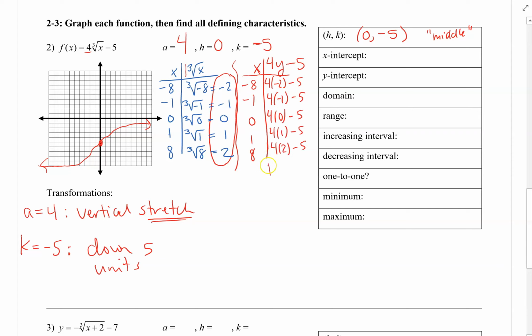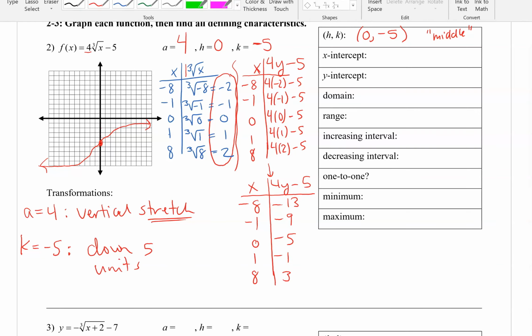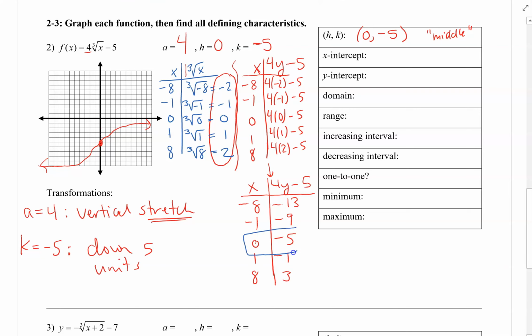So let me write this down here so I can see my final values. I still have my same x's. So this will become -8 minus 5, which is -13. -4 minus 5 is -9. 0 minus 5 is -5. 4 minus 5 is -1. And then 8 minus 5 is 3. So these are the points I'm going to plot over here. But I want you to notice something: my middle point became (0, -5), which is what should happen, right? The middle point should match (h, k). When I say middle point, I mean that original (0, 0) from the parent function should now become (h, k).